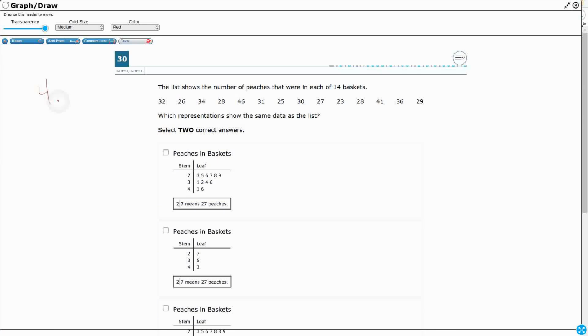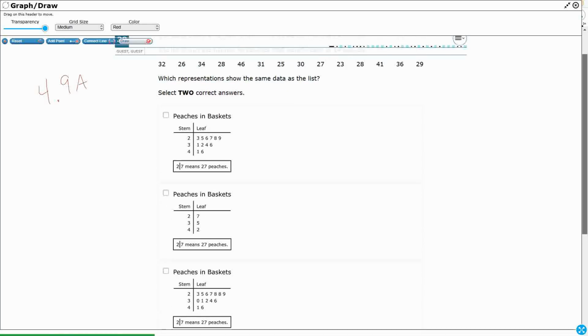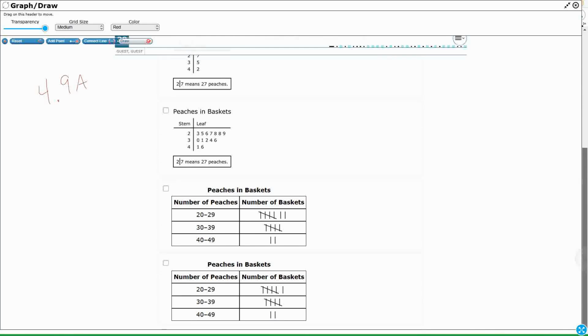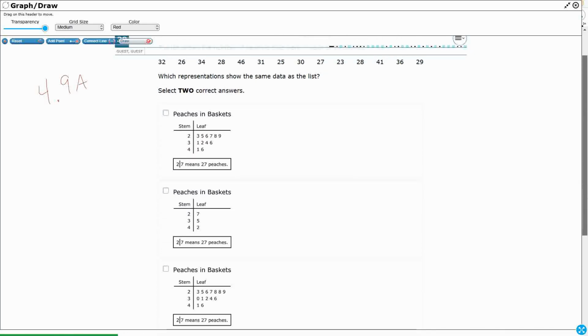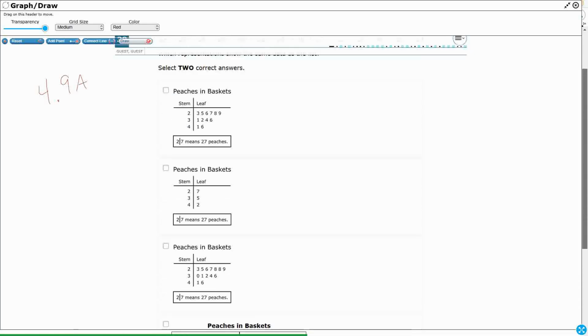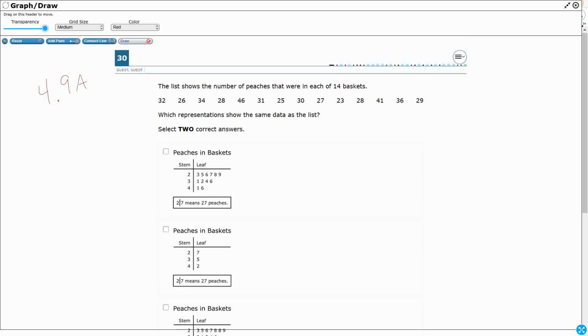This is 4.9A. And as you notice, we've got 14 numbers here, and we need to find 2 representations that match that data. So we've got some stem and leaf plots, we have some tally charts. So I'm going to build my own stem and leaf plot, and I can easily translate that into a tally chart. And I'm assuming here we're going to need one of each.